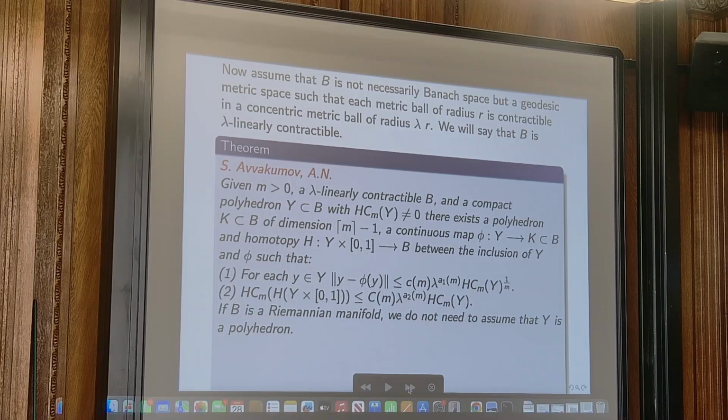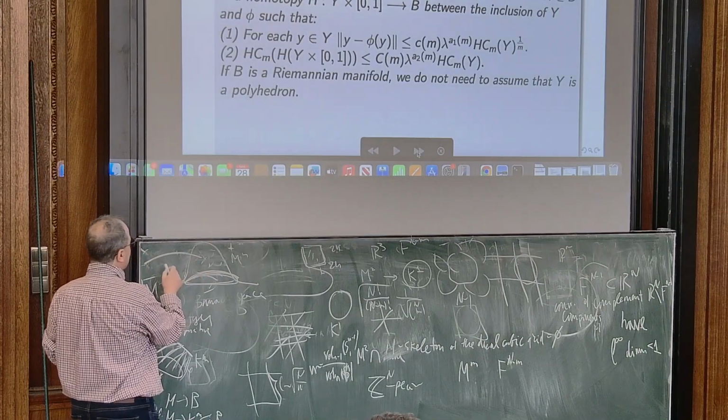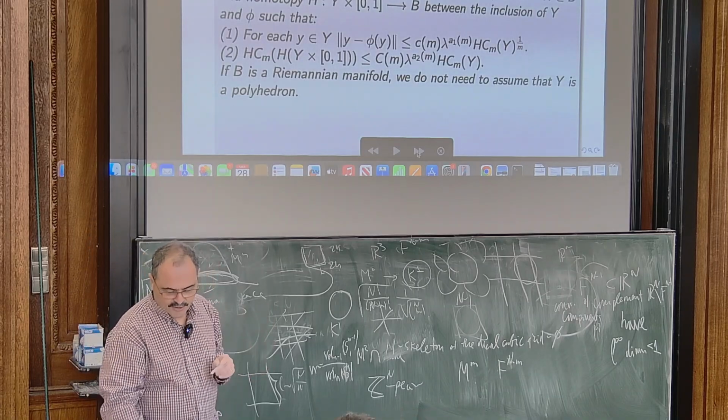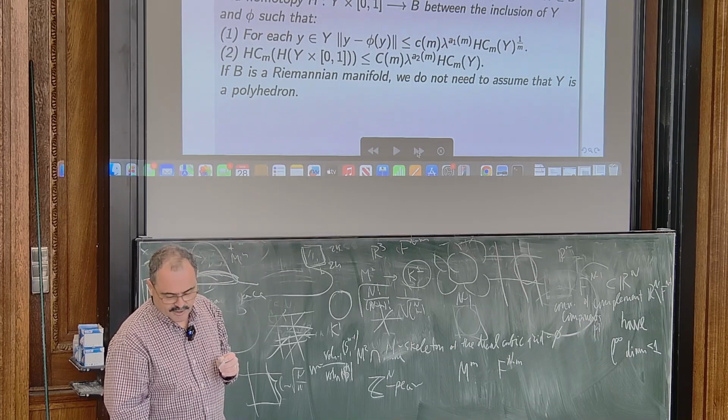If we are not assuming that B is finite dimensional, one of the possible applications will be when B is a Riemannian manifold, a Riemannian polyhedron. If we are not assuming it, we need to assume that our set Y is a polyhedron. And there are not that many. For geometry, it's interesting to apply this theorem in the case when B is a closed Riemannian manifold, but of course it's lambda linearly contractible, yes.